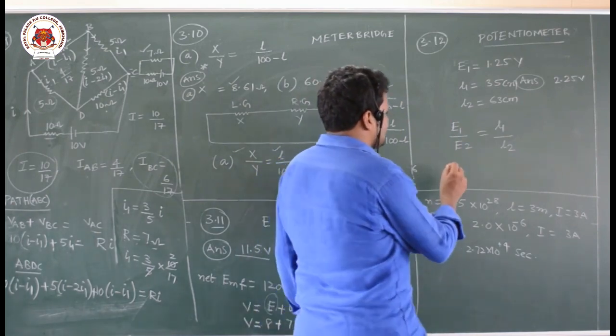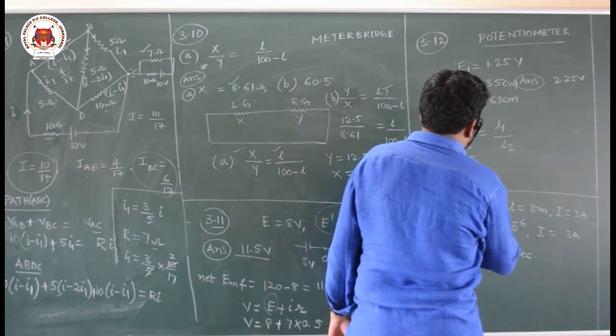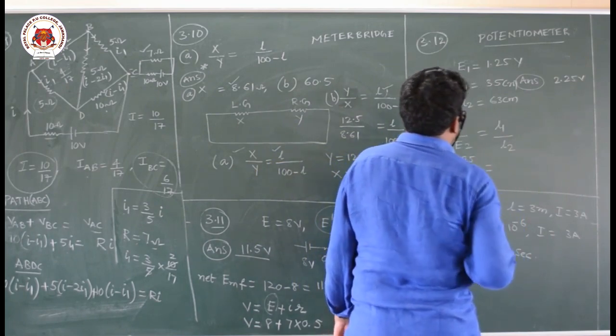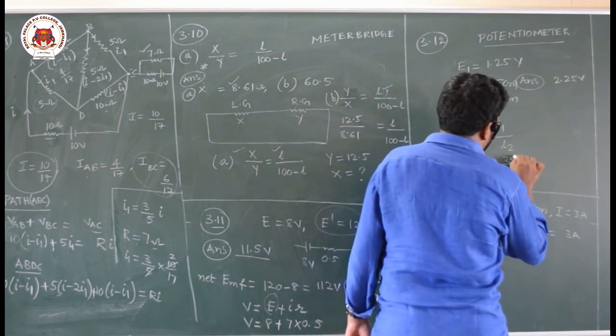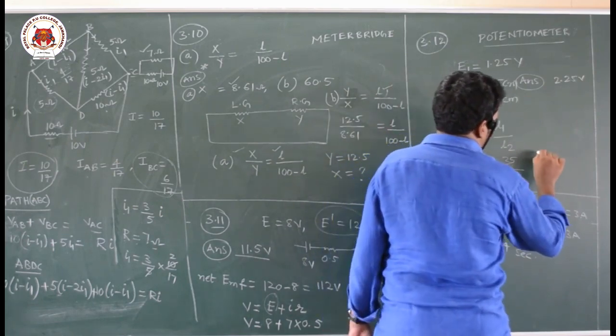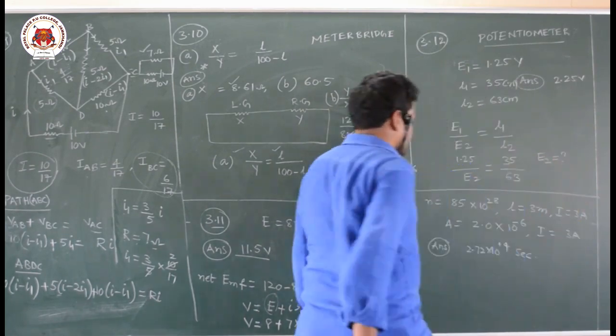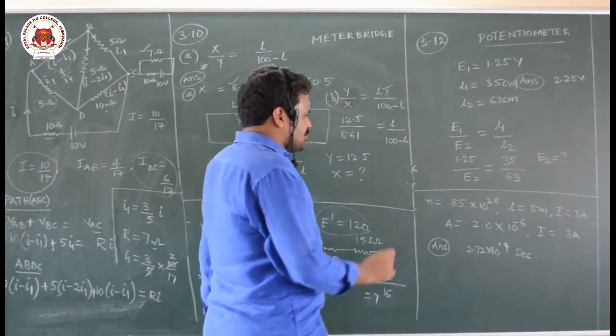So E1 is given as 1.25, E2 you have to find, L1 is 35 centimeters, L2 is 63. Then find E2. You find E2 by using your mathematics techniques. Okay. Next, the last question, 3.13.